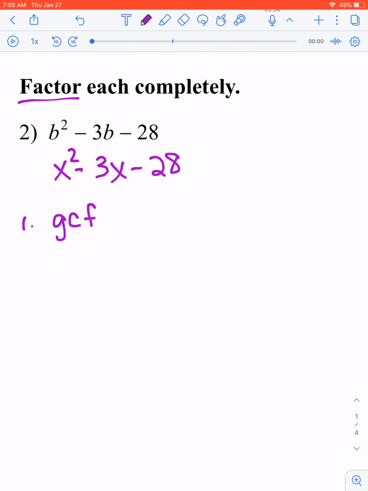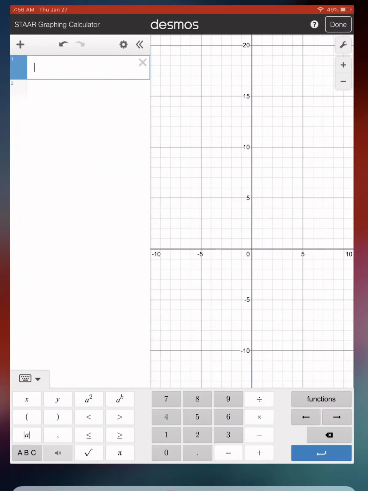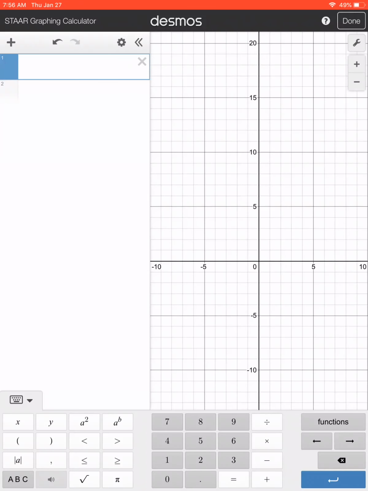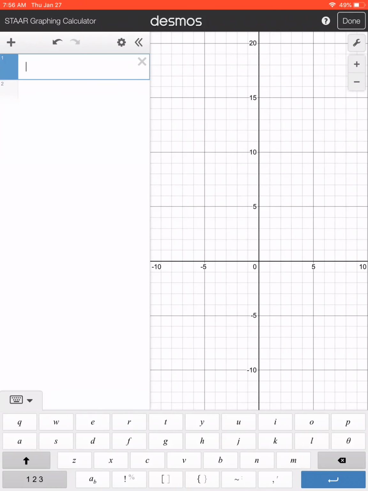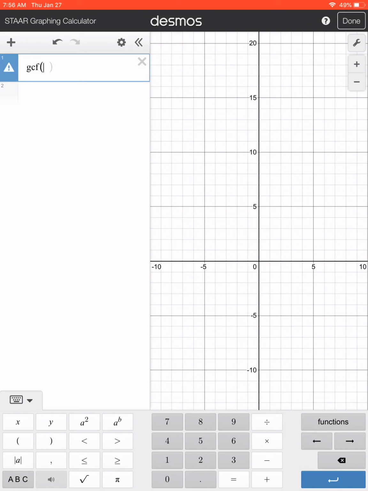And so look at your numbers here. I got a 1, a negative 3, and a negative 28. So I'm going to go to Desmos, in case you don't know how to do this. And we are going to type in GCF, and then parentheses, and my numbers were 1, comma, negative 3, comma, negative 28. Now it doesn't really matter if you put the negatives in there. Close parentheses, and you get a 1.